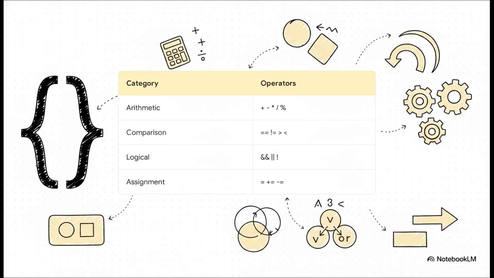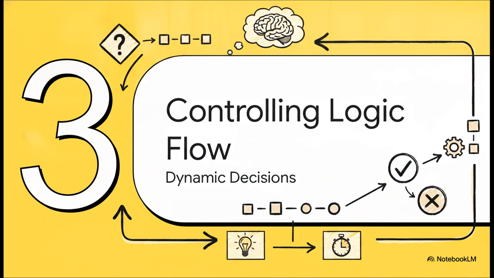Now, if variables are our nouns, operators are definitely the verbs. We use these to act on our data. We perform math with arithmetic operators, we compare values to see if one is bigger than another, we use logical operators to combine different conditions, and we use assignment operators to give new values to our variables. Basically, this is how we start manipulating all that data we stored in our nouns. Which brings us to Section 3, controlling the logic flow, where we start making dynamic decisions.